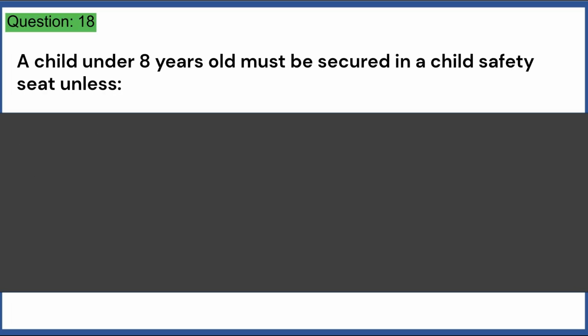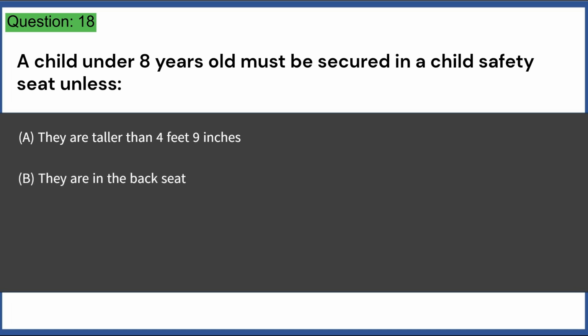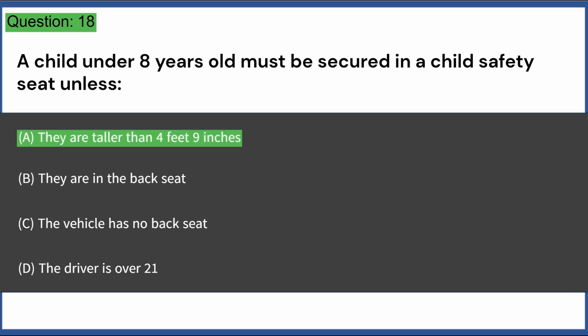A child under 8 years old must be secured in a child safety seat unless: A. They are taller than 4 feet 9 inches. B. They are in the back seat. C. The vehicle has no back seat. D. The driver is over 21. Answer: A. They are taller than 4 feet 9 inches.